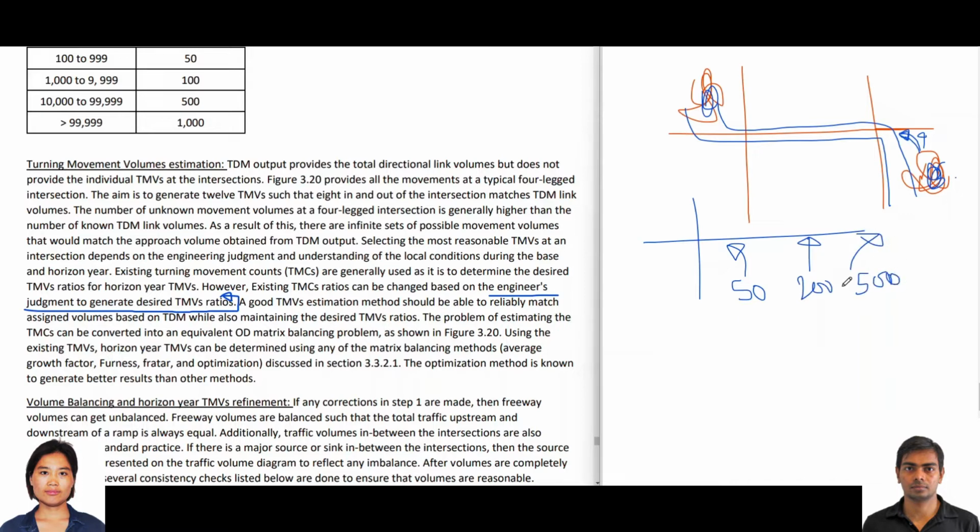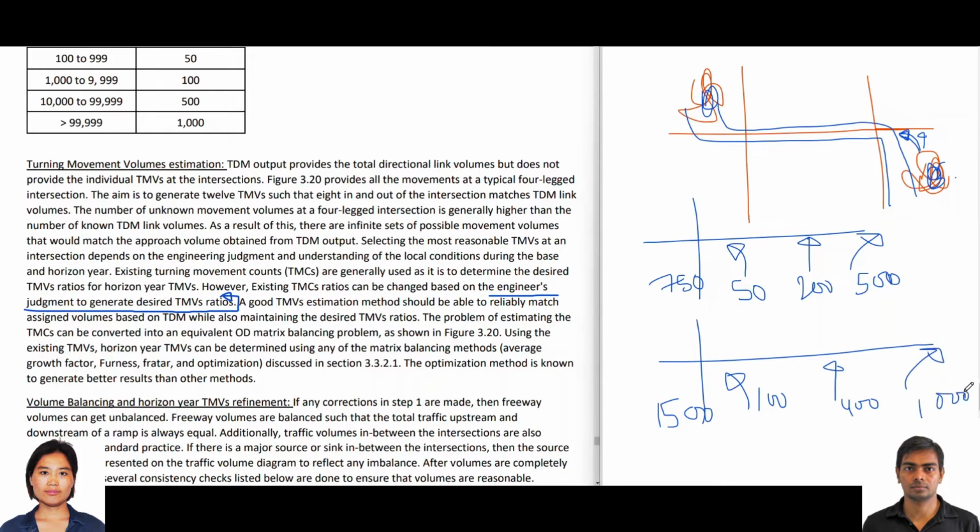If we use the existing turning movement count to forecast the future, then we're going to end up with, let's say the total volume here, right now the total is 750. Let's say in future this number is going to bump up to 1500. So if we use the same existing ratios, then we will end up with this number as 100 here, this number as 400 here, and this number as 1000 here.